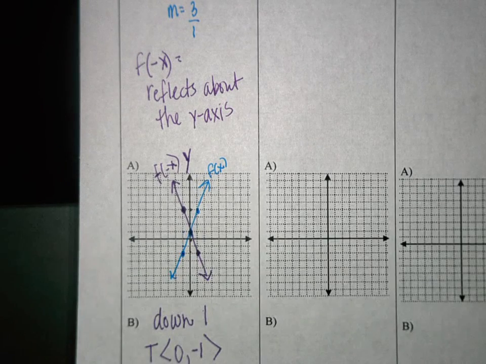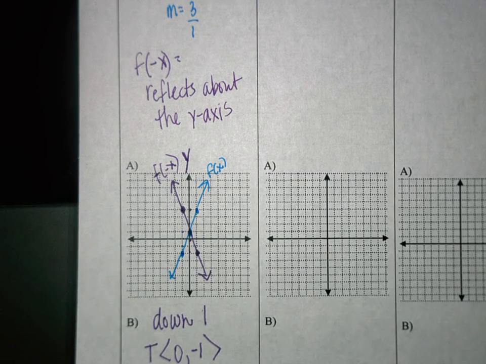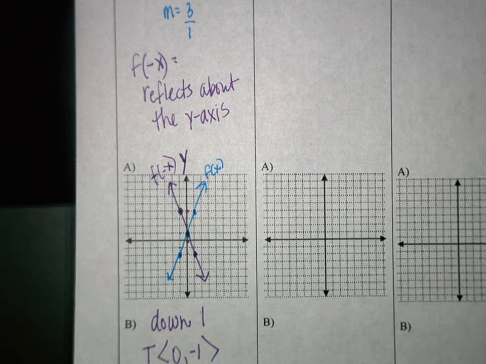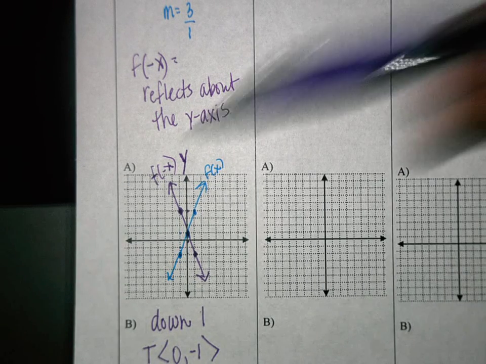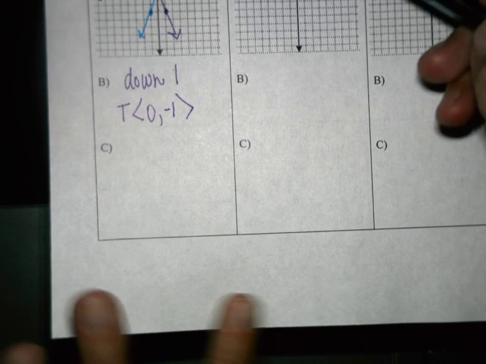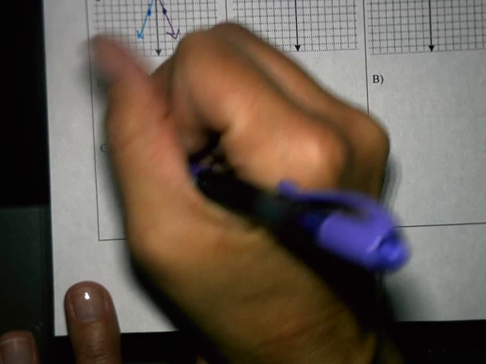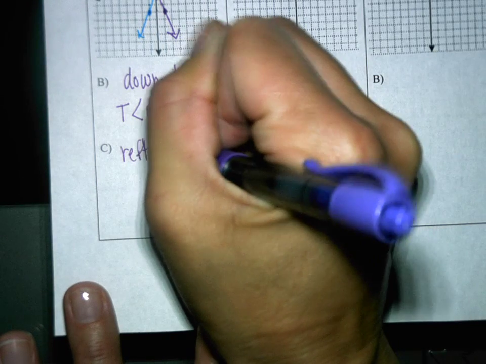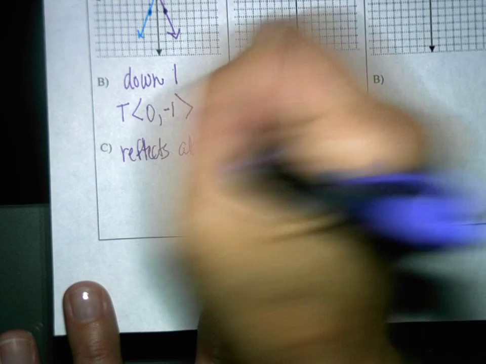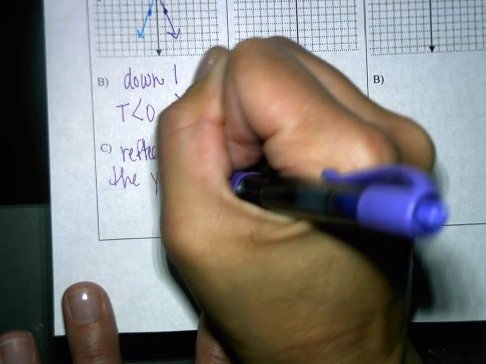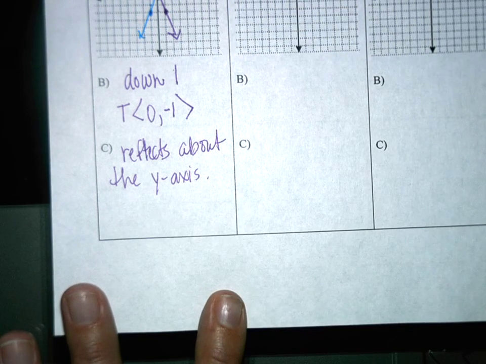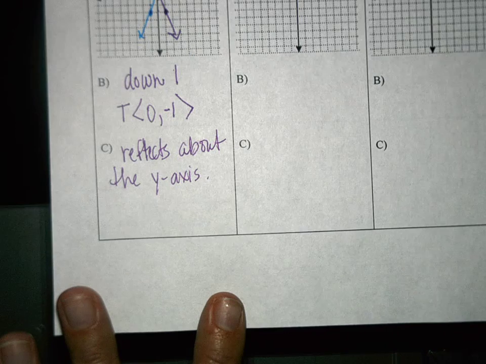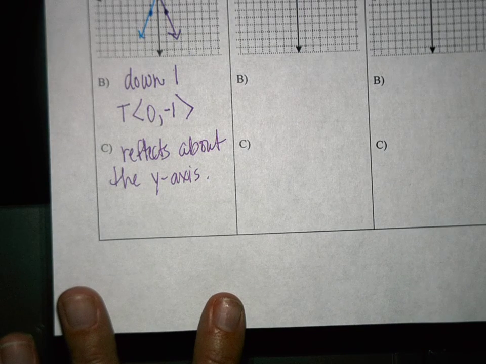C says, describe the reflection from the original function, which is my f of x, to the modified function, which is my f of negative x. So what did these two lines do? Very good. So it reflects about the y-axis. Okay, any questions?